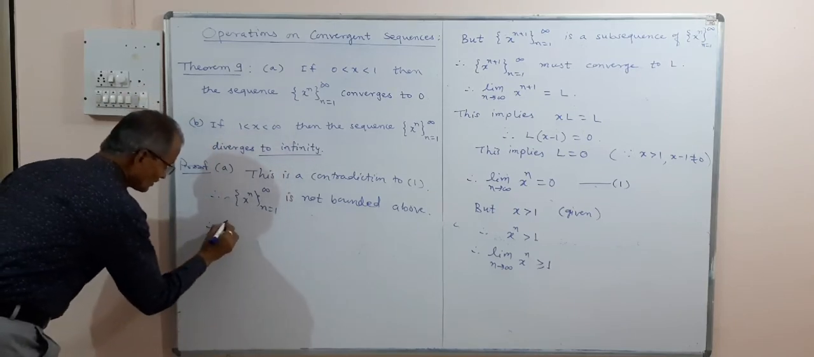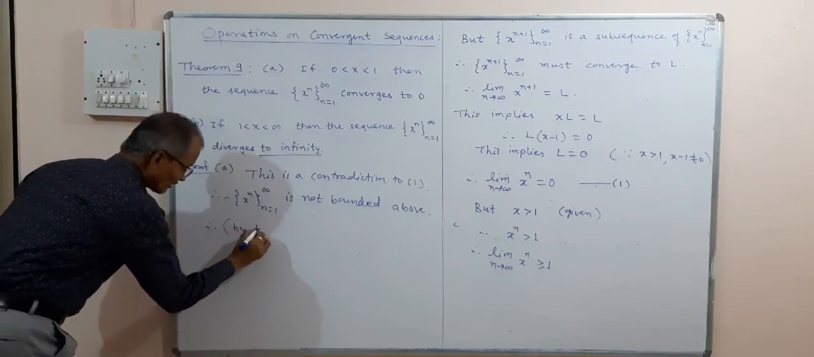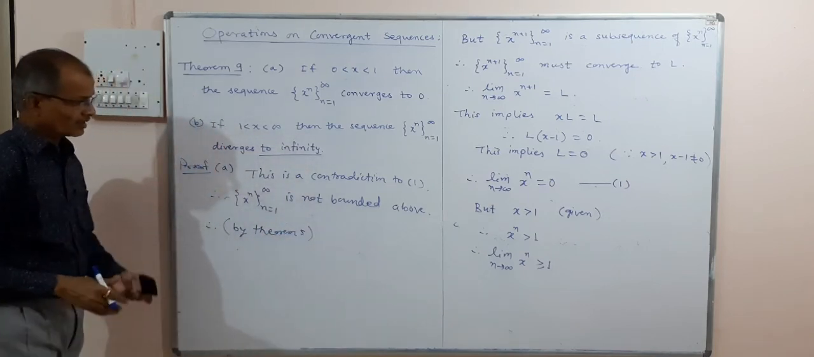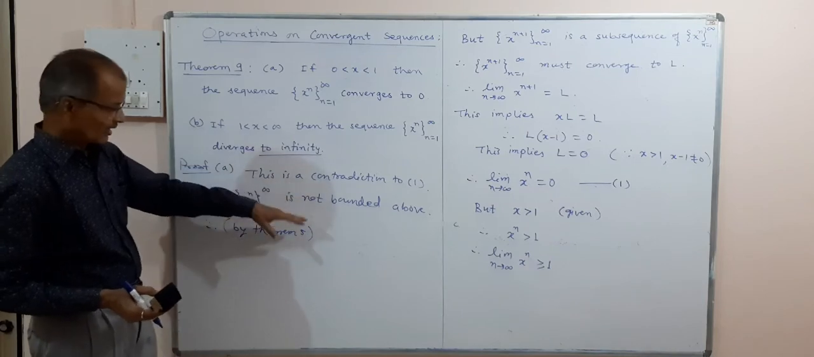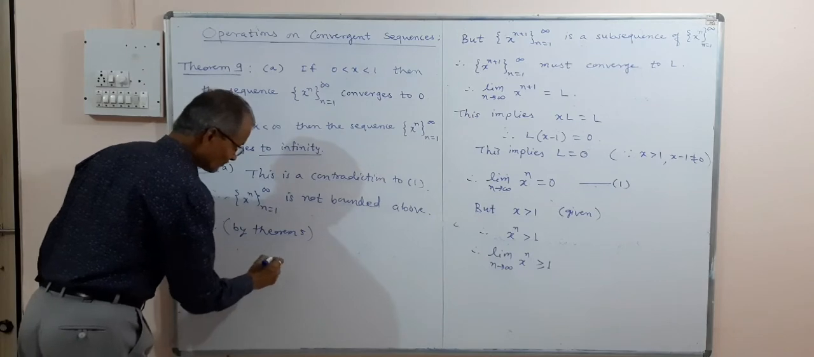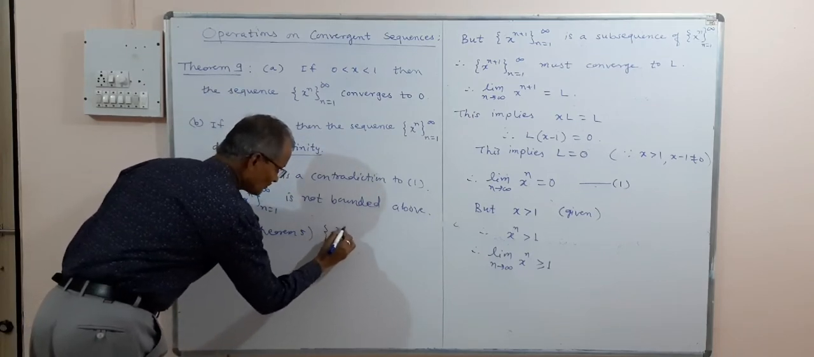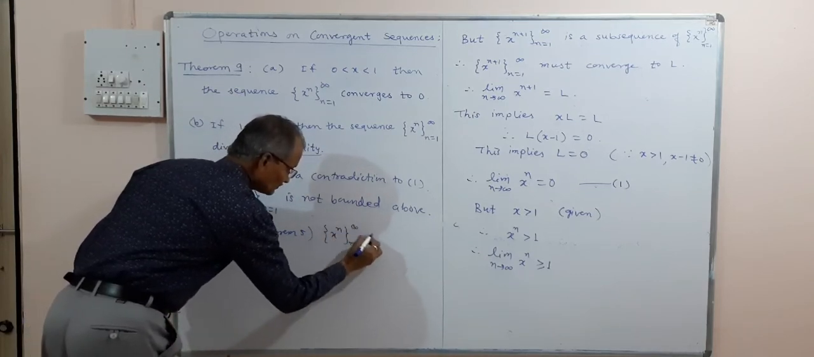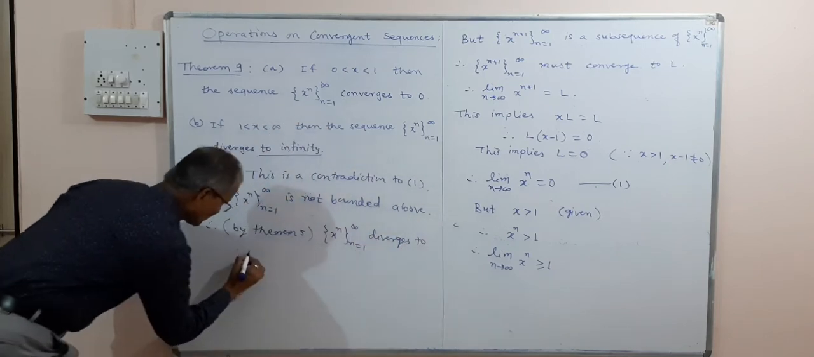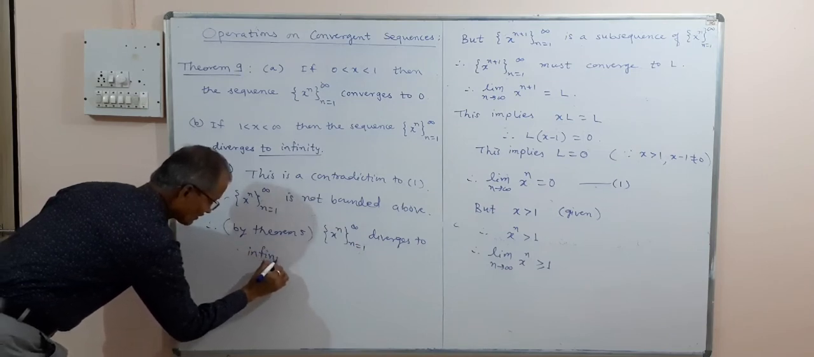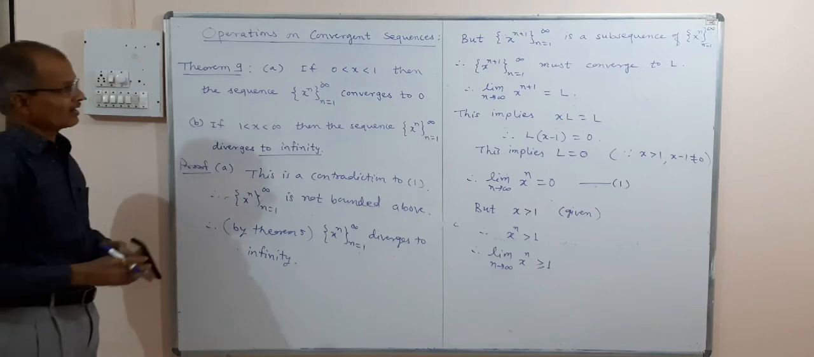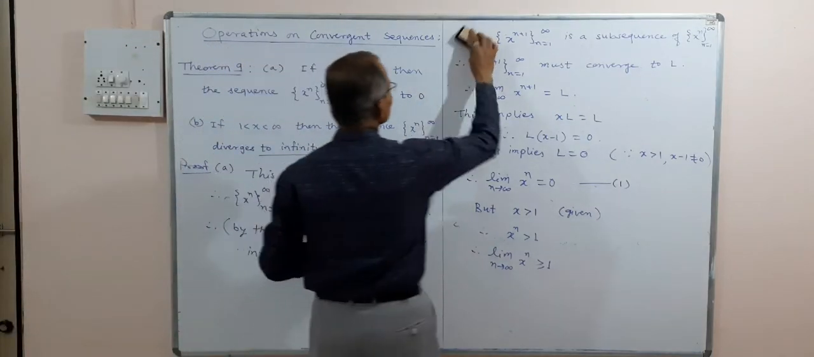So in theorem 5, we have shown earlier that it is non-decreasing, and now here we have shown it is not bounded above. And therefore by this theorem x raised to n diverges to infinity. So this proves the theorem. And the meaning of the theorem is simple.